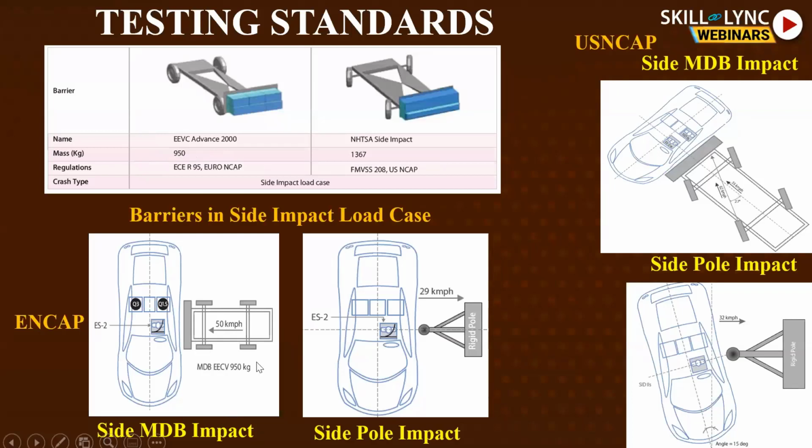In side MDB impact, this is the way it is going to impact in Euro NCAP, while for US NCAP, this is the way it is going to impact. It would be at an angle, certain velocities will be given, and different parameters will be set. Those parameters are standard parameters, and standard results are there. Based on the standard results, each test will be performed. The values obtained will be compared against the standard results, and based on that the rating will be provided. So this is how the testing works.